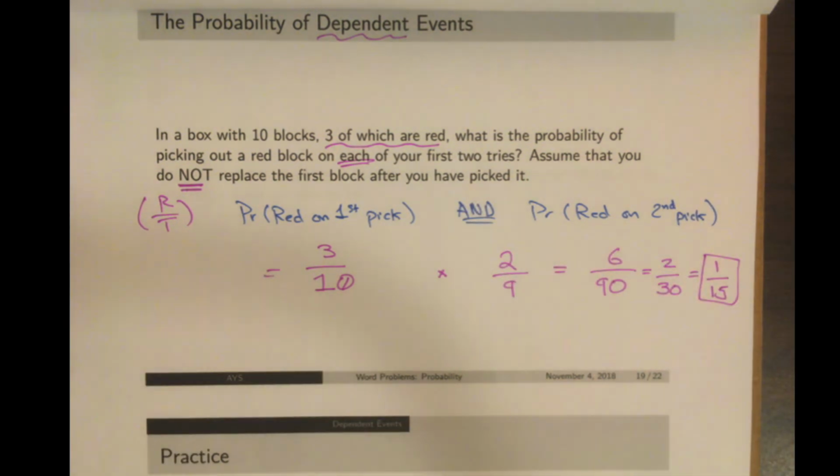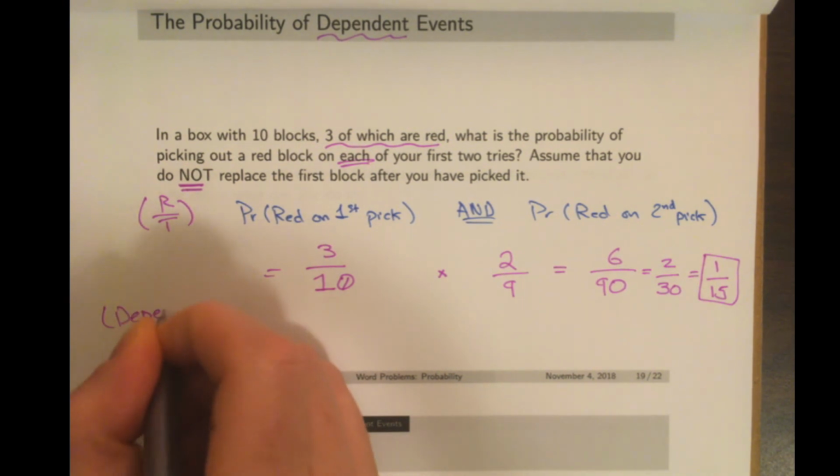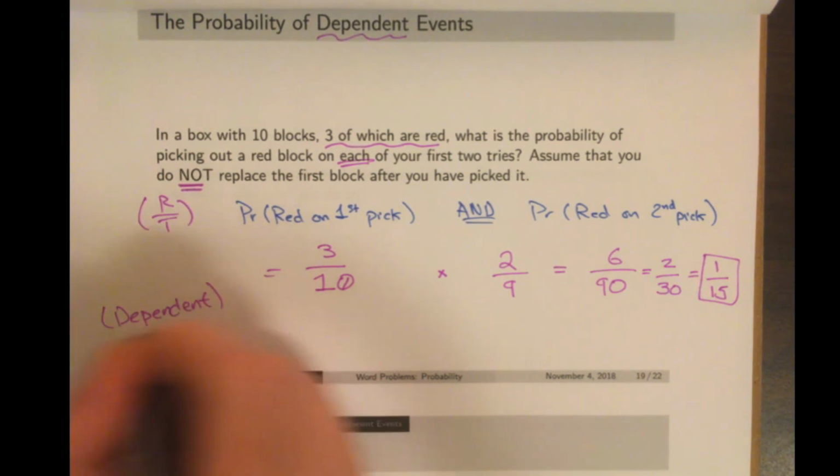So this is dependent choices. When we were doing dice and coins, those two things didn't affect each other. The probability of getting heads on the coin was always 1/2. It didn't matter what you got on the dice. Now, as soon as I pick one of the blocks out of the box, that block doesn't exist anymore. So these probabilities change. So this is dependent. Sounds kind of complicated, but it's not too bad.